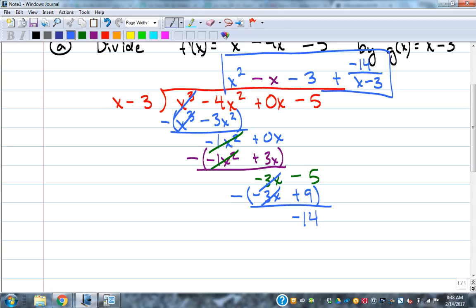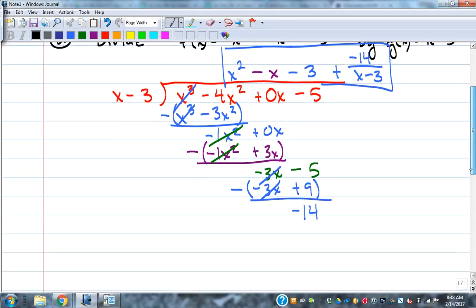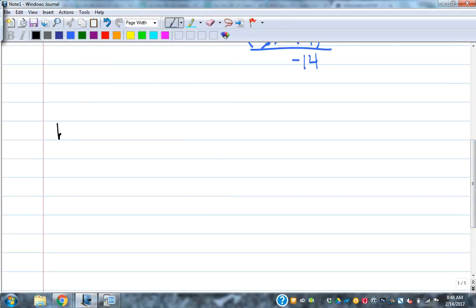Let's do the same problem with synthetic division. We spend most of our time doing synthetic division, not long division. But long division is something that you need. When we get to rational functions, just fraction functions, we will need long division. So gotta have it. Synthetic division is a little bit easier.